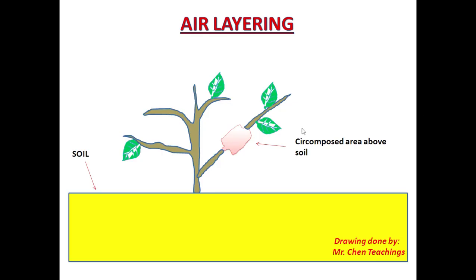This is a diagram showing you air layering. Of course, this yellow part here is the soil. So this is the plant, and this is the circumposed area above the soil.